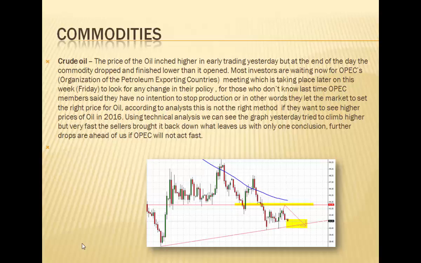For those who don't know, last time OPEC members said they have no intention to stop production, or in other words, they let the market set the right price for oil. According to analysts, this is not the right method if they want to see higher prices of oil in 2016. Using technical analysis, we can see the graph yesterday tried to climb higher, but very fast the sellers brought it back down, which leaves us with only one conclusion. Further drops are ahead of us if OPEC will not act fast.